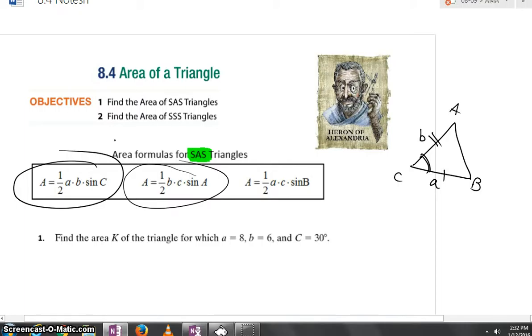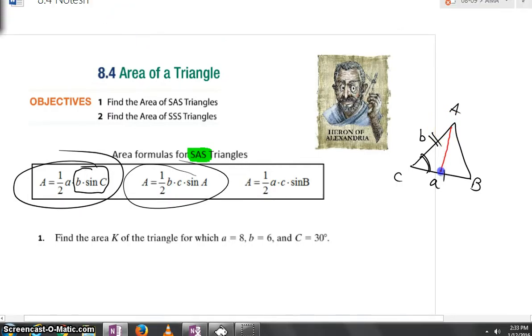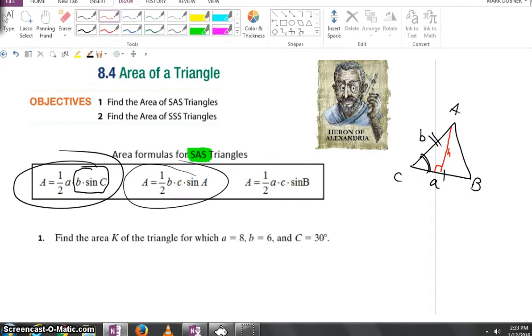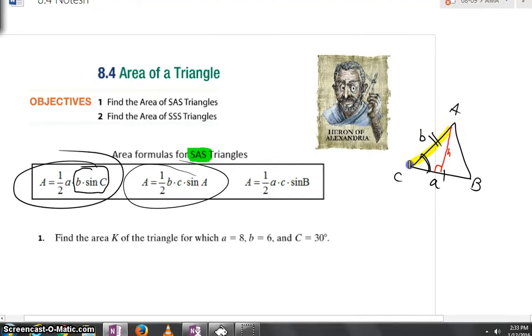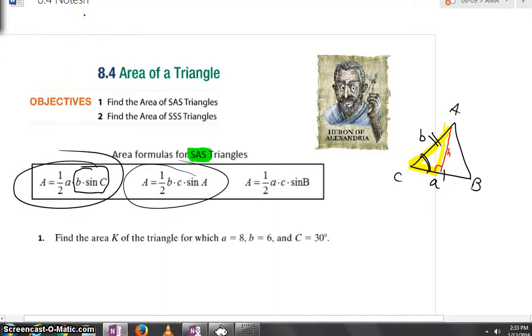I guess what I want to show you at some point before we take the test is that B sine C is actually a height. And tell you what, I might as well do that right now just to make sure you get it. Look, here's a height. Sometimes kids just look at this formula and they're like, okay, if you say so. Right? But look at this.